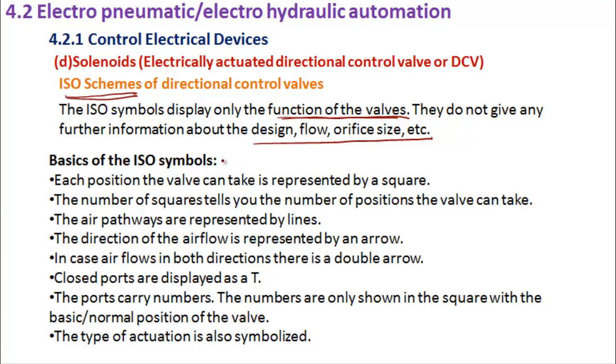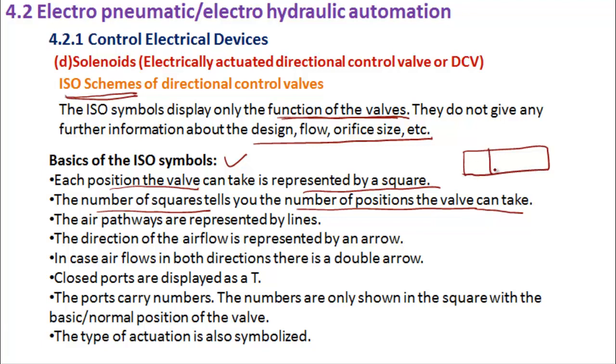Okay, so what are the basics of the ISO symbols? The first thing that we discussed was each position of the valve is represented by a square, correct? The number of squares tells you the number of positions in the valve, the number of positions that the valve can take. So if you have 3 squares, it means that there are 3 positions that this valve can take.